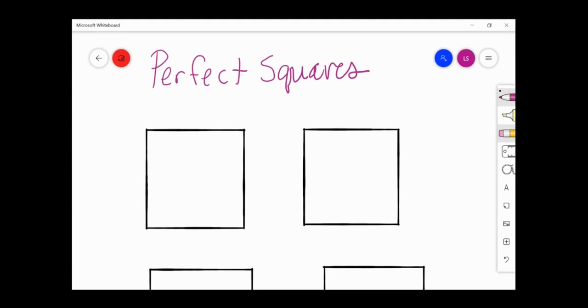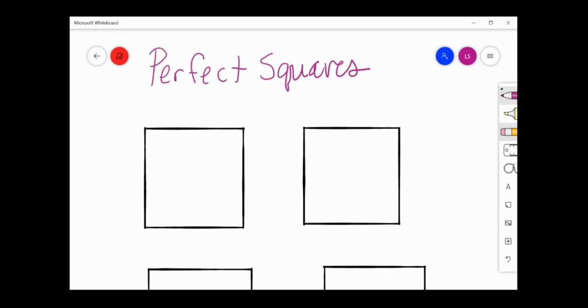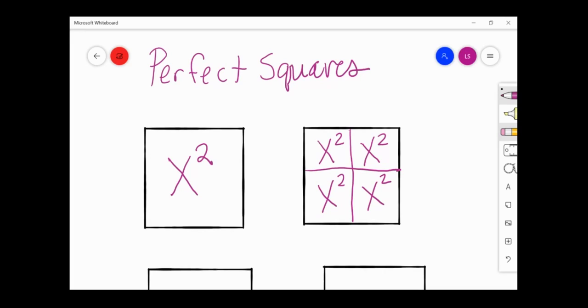So let's look at a few examples of what perfect squares are. So the first perfect square that comes to my mind is x squared. That in itself is just a square. Now, let's say I took a square and I broke it up into pieces. And let's say they were all x squared. X squared is a square, x squared is a square, x squared is a square, x squared is a square. So notice another type of perfect square is 4x squared, because there are 4 x squareds in there.